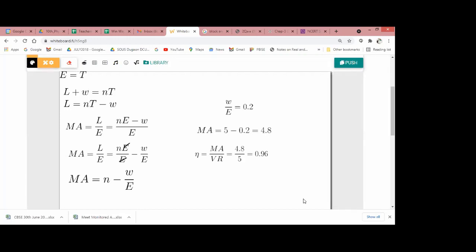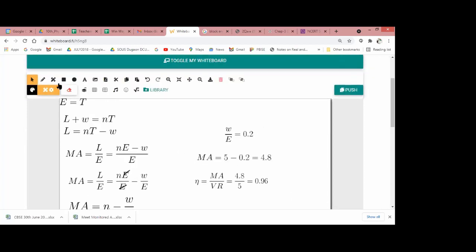But actually, W upon E comes to something round about 0.8, if not more. So even if it comes as 0.8, we get 4.2 upon 5. That is at the most how much? How much will be 4.2 upon 5? 0.84. That is 84%. Correct? Yes, sir. So that is approximately what you get as the efficiency of a practical block and tackle system. I'm again speaking of a practical block and tackle system.